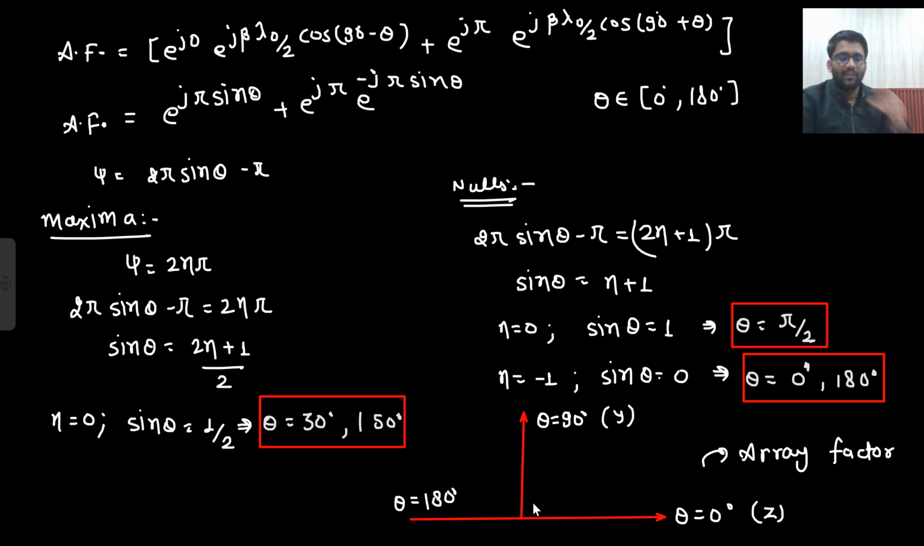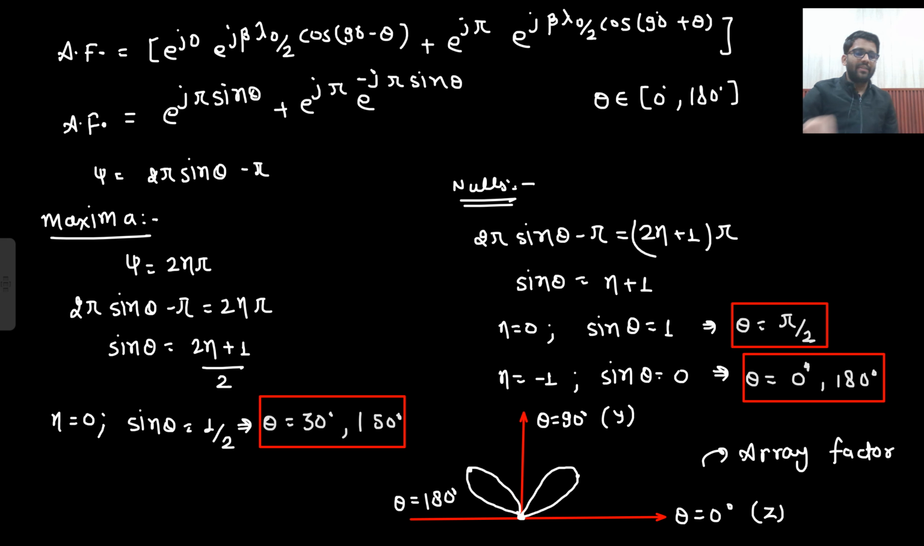Okay. Yeah. So now what's the scene? So at the nulls, at 0 degree, you are having 0 value. At 30 degree you are having the maxima. Here you are having the maxima. Then at 90 degree again you are having 0. At 180 degree you are having 0, and in between you are having the maxima. So here you are having the maxima. So I guess you are able to visualize what kind of radiation pattern you will get. Say yes or no.